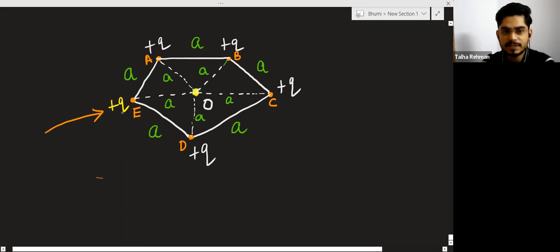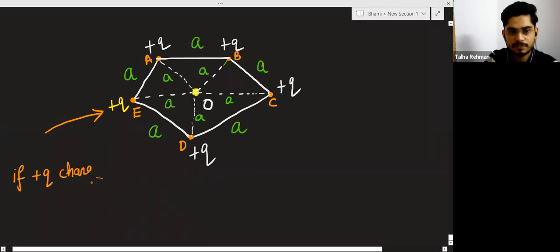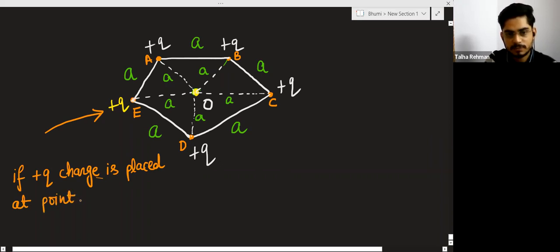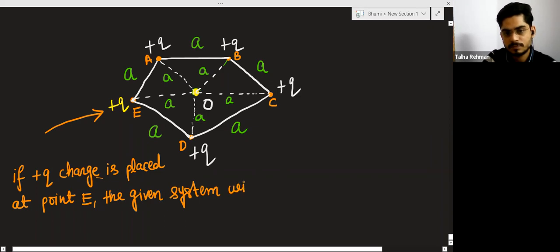So I have placed this positive charge by myself, and now you can see this is a symmetrical system this time. If a plus Q charge is placed at point E, the given system, meaning this pentagon having charges, will become a symmetrical system.